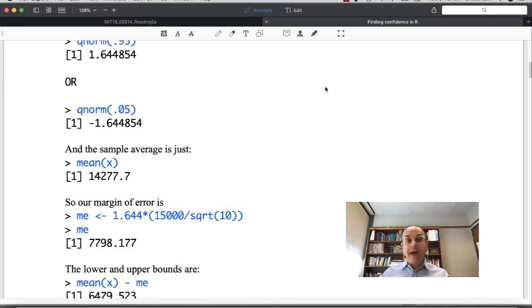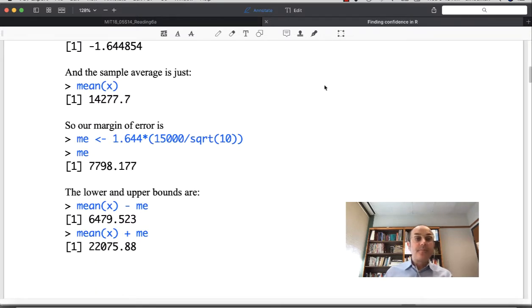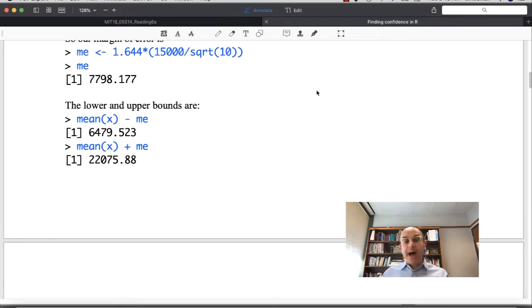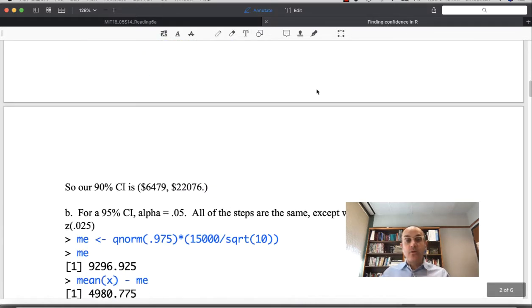So the sample average is x bar, and the sampling error, I call it me, is 1.166, which I found above, multiplied by the standard deviation 50,000, divided by the square root of 10, in order to calculate the lower and the upper boundaries as we saw in the distribution. That's what we are trying to find.